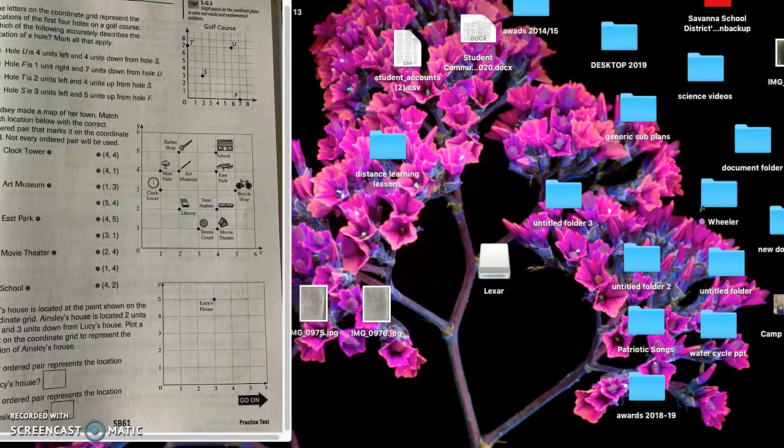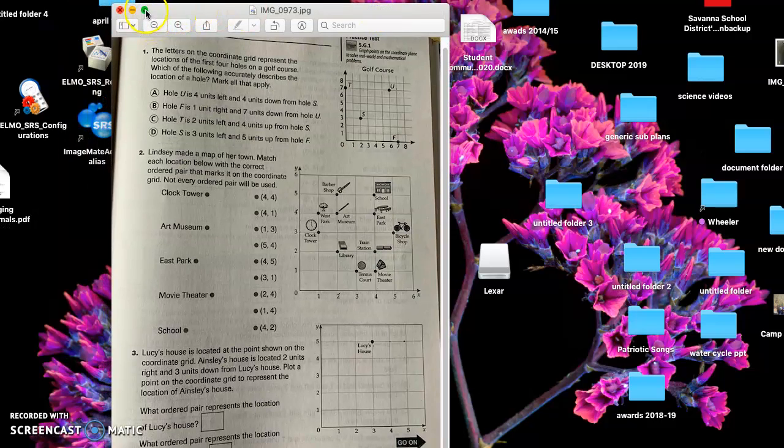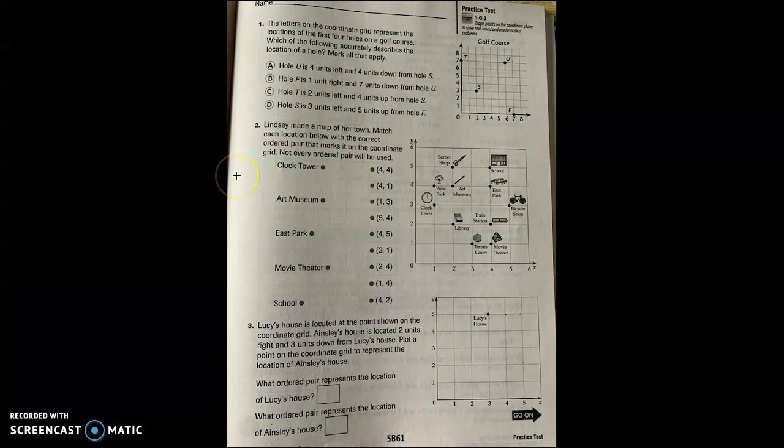So let's take a look at our work. We're on page 61 of our workbook. So on page 61, it says the letters on the coordinate grid represent the locations of the first 4 holes on a golf course. Which of the following accurately describes the location of a hole?